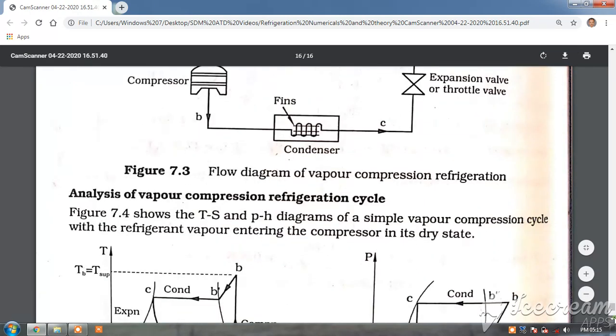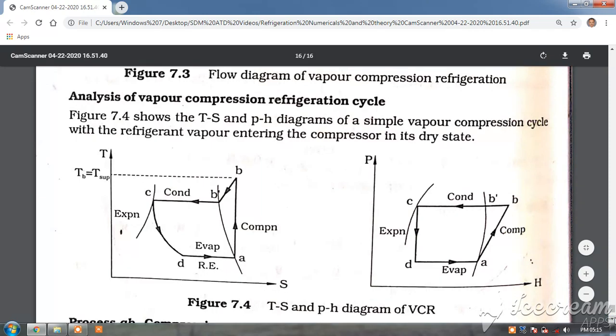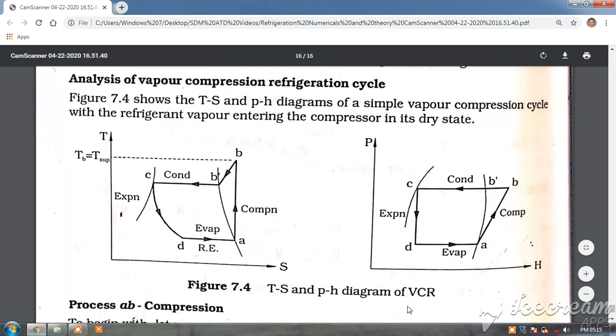Now we will see the analysis of VCR on TS and pH diagram. This is the temperature entropy diagram, and this is the pressure enthalpy diagram. Now you see these are the saturation lines. So saturated liquid, saturated vapor. Here also this is the saturated liquid line, this is the saturated vapor line. Now let us see the standard case, where A is the outlet of the evaporator. So this is dry saturated vapor at the exit of the evaporator.